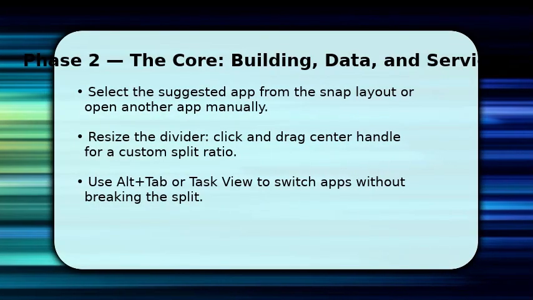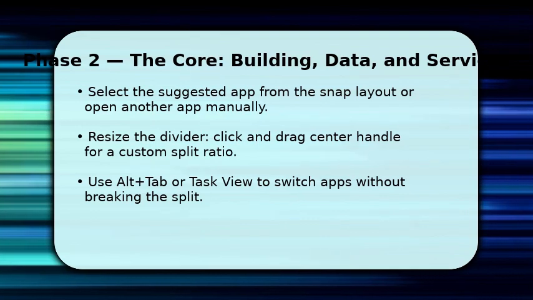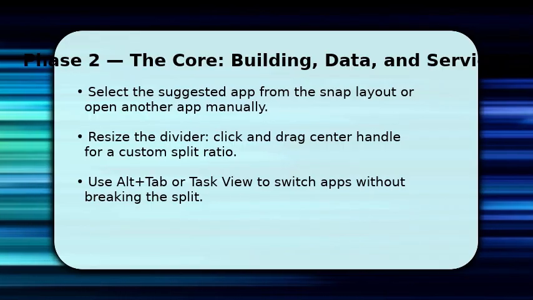Next, fill the other half. Choose one of the suggested apps from the Snap layout, or open another app and drag it into the free zone. You can click the divider between windows and drag to set a custom split ratio. Small adjustments change focus and productivity.